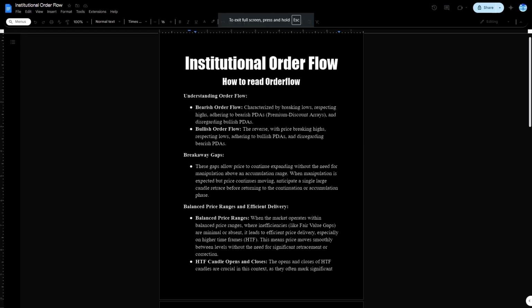Coming into the notes, I'm coming in with the idea, either if you're experienced or if you're new, to make these notes easily understandable and quick to get through. For bearish order flow, we characterize it by breaking lows, respecting highs, adhering to bearish PDAs, and disregarding bullish PDAs. For bullish order flow, it's simply the reverse of what we said for bearish, with price breaking highs, respecting lows, adhering to the bullish PDAs, and disrespecting the bearish PDAs.